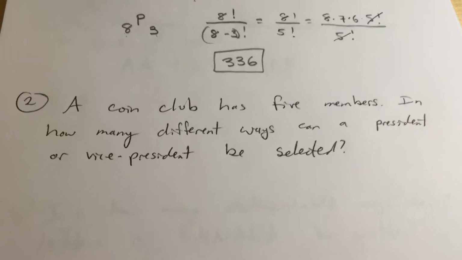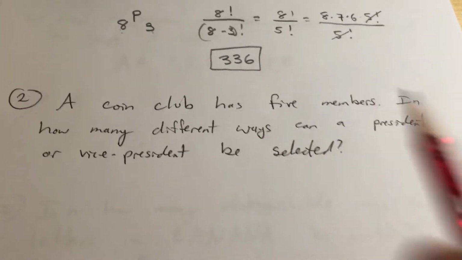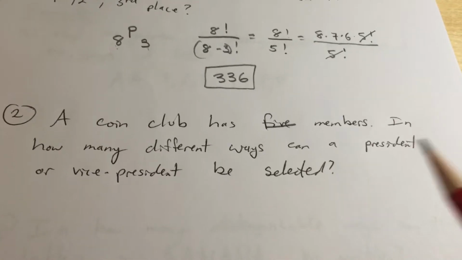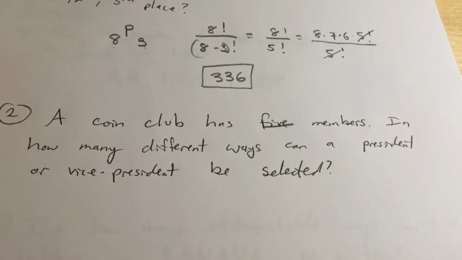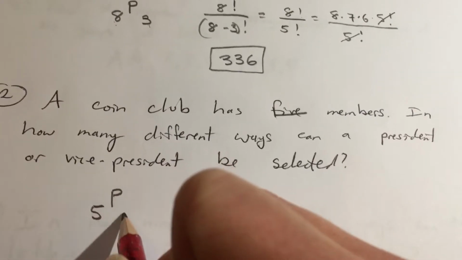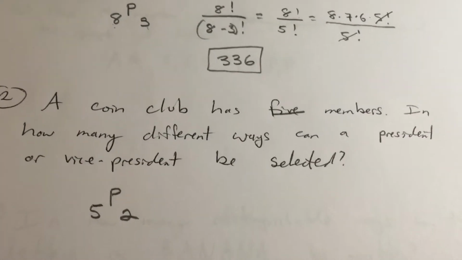All right. So Coin Club has 5 members in it, so that is our total, right? How many different ways can a president or vice president be selected? So that means that there are 2 ways. So this should be a 5P2. So hopefully you wrote that down.